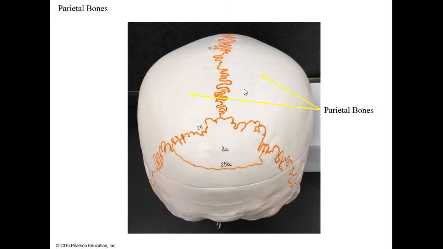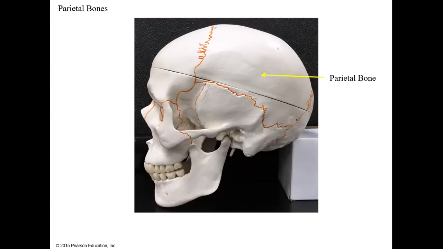Here it is on our model. Again, right and left parietal bones. And so we have one frontal bone and two parietal bones. Again, another one on our model.